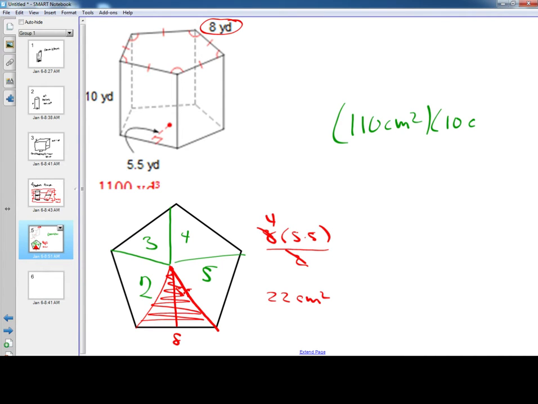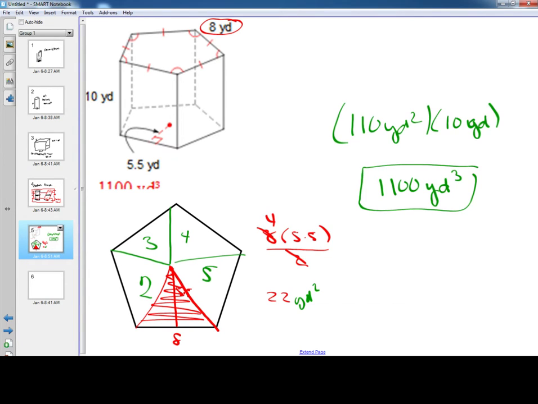So that's 10. Oh, this is in yards. I was putting centimeters. Yards squared. So 110 times 10 is going to be that. And then what's yards squared times yards? Yards cubed. So there's my volume. The volume of this right geometric pentagonal prism. Questions there? What's up?